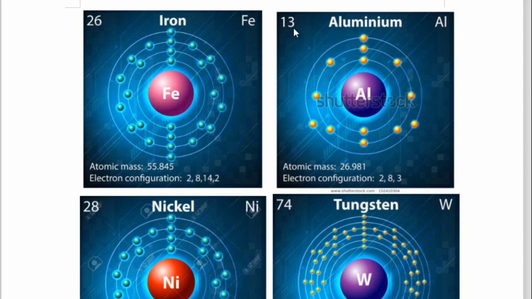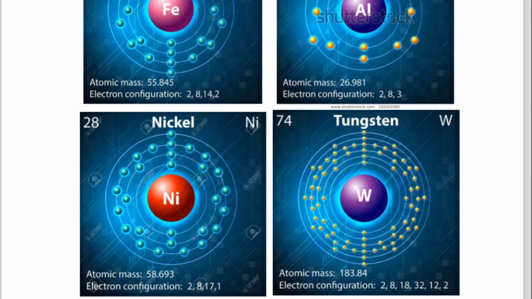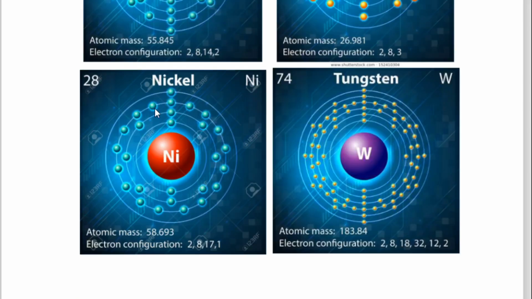So atomic number is 13, and here three electrons are there in the valence shell, that is the outermost shell. So aluminium's conductivity is less as compared to all others which you have studied. Nickel. Nickel is having only one electron in the outermost shell. So here nickel is there and it is also a good conductor.